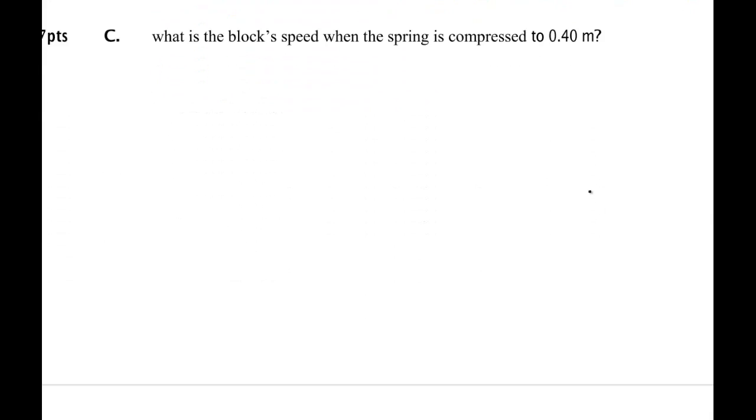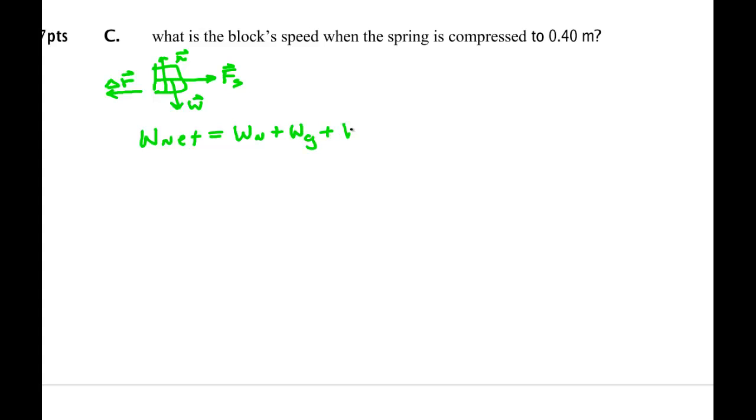What is the block speed when the spring is compressed 0.4 meters? Well, you've got a block, and the block has the normal force acting on it, maybe. It has weight acting on it, and it has the spring force acting on it like this. And it has a displacement in that direction. So the net work, which is equal to the work by the normal plus the work by weight plus the work by the spring, has to equal the change in the kinetic energy. This is the work energy theorem.